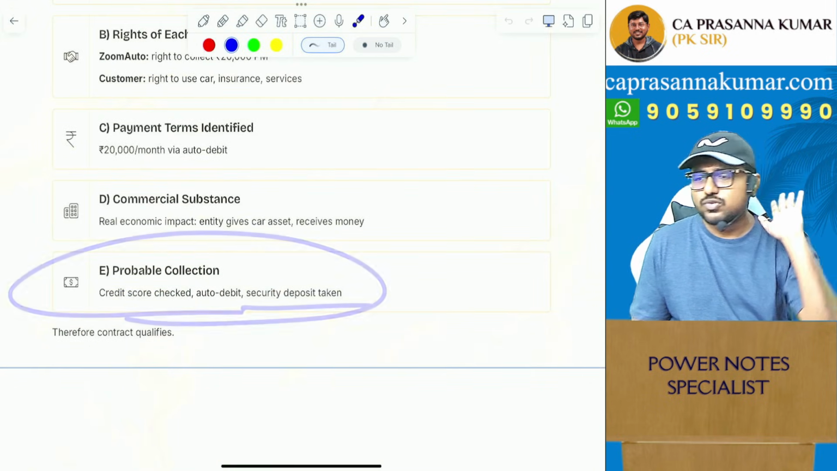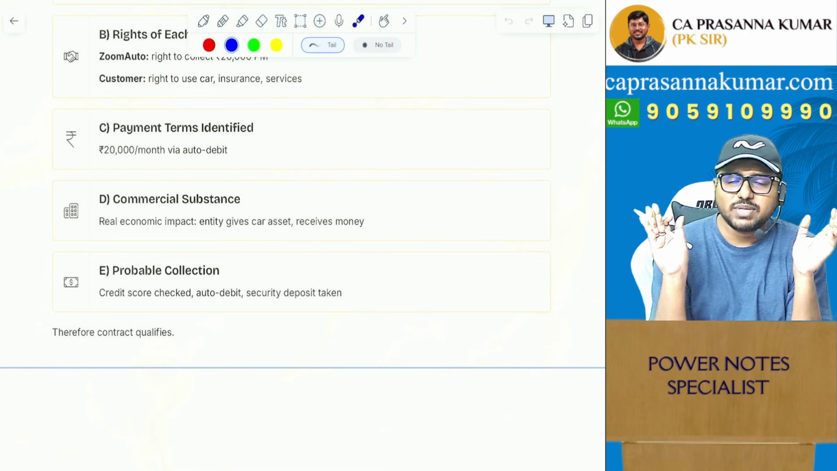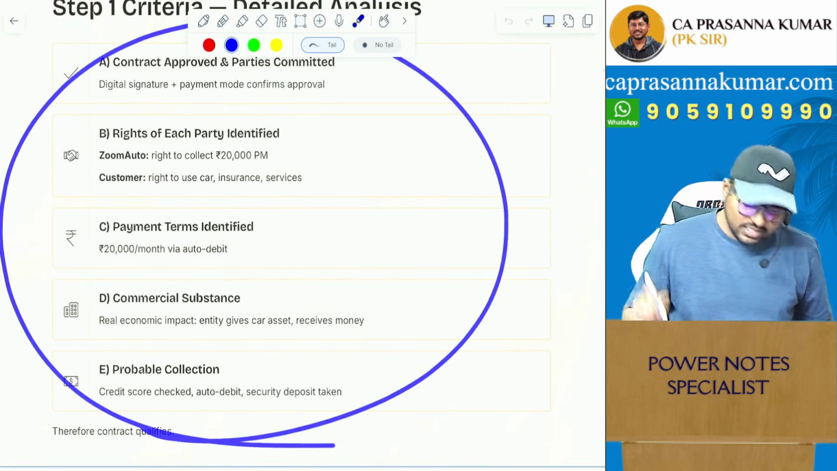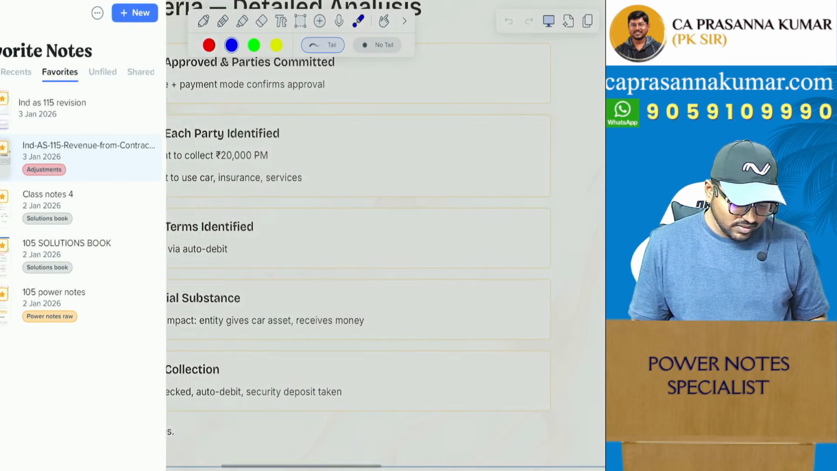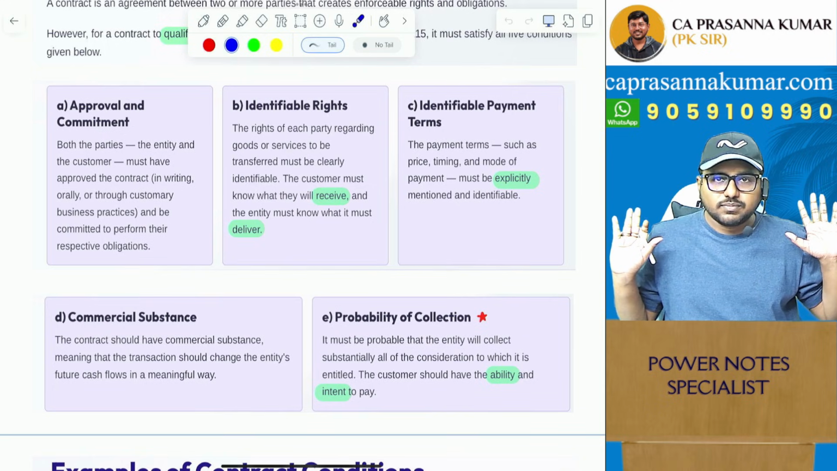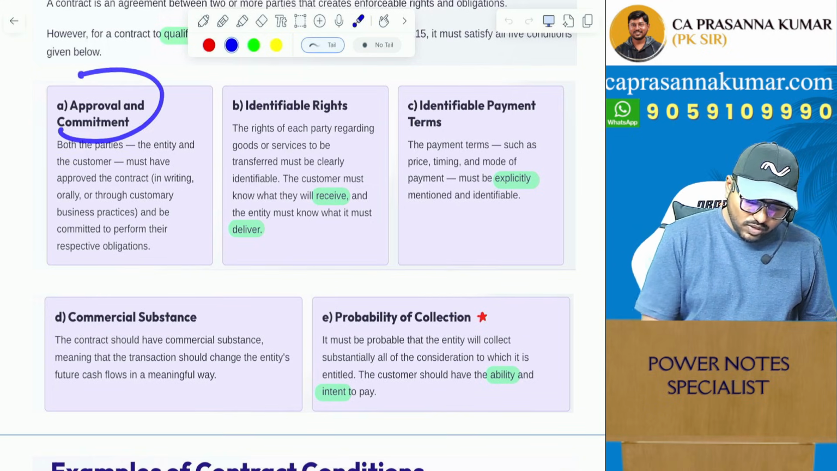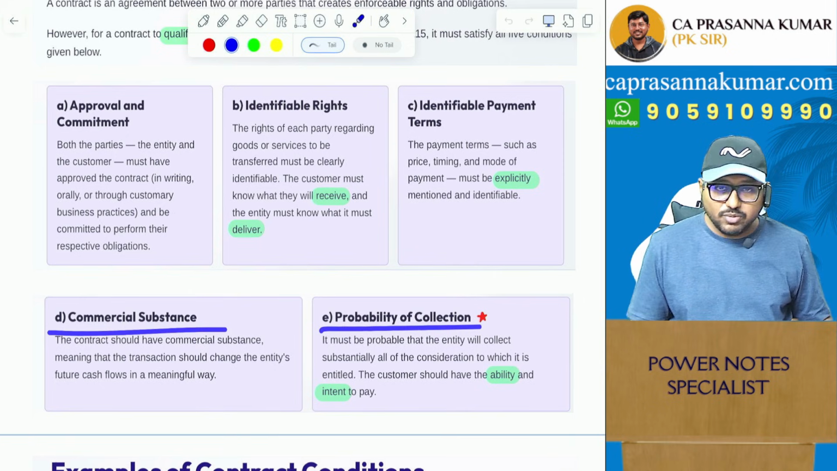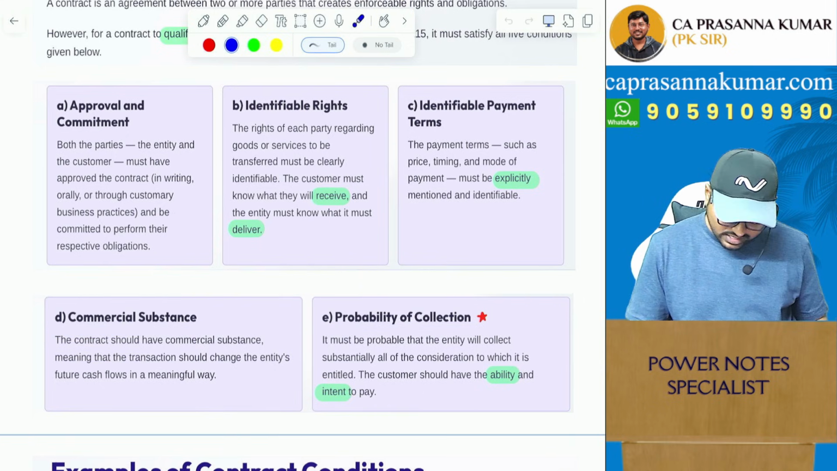Security deposit also they usually take. In case some dent or something happens, they'll cut that money and the balance will be paid. So all the 5 conditions have to be satisfied. To put it very simply, if these 5 conditions are satisfied, step 1 is satisfied. That's all. Got it? Approval and commitment, identifiable rights, identifiable payment terms, commercial substance, probability of collection, the most important of the 5 conditions.